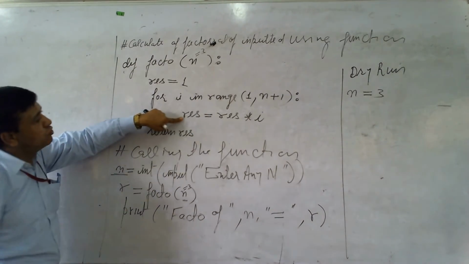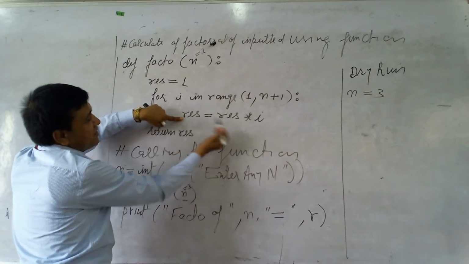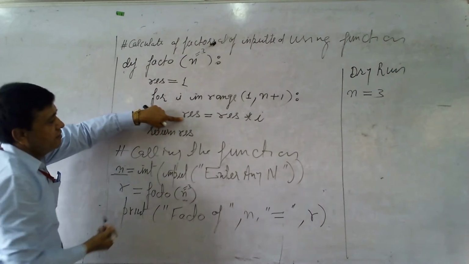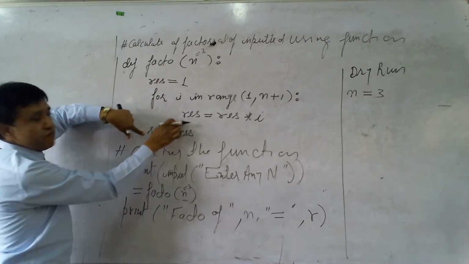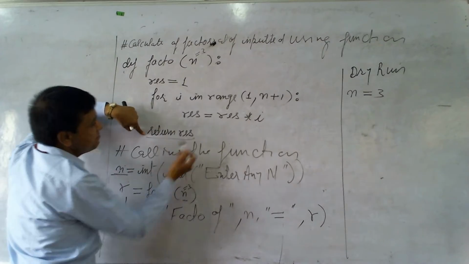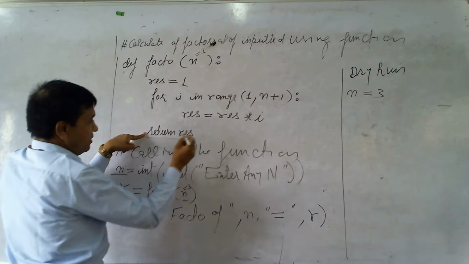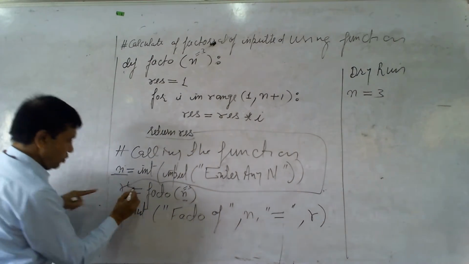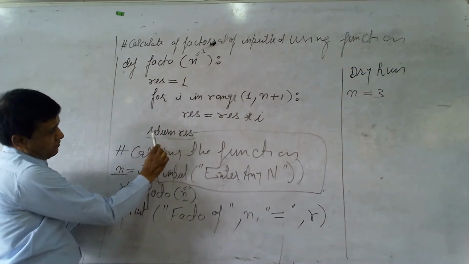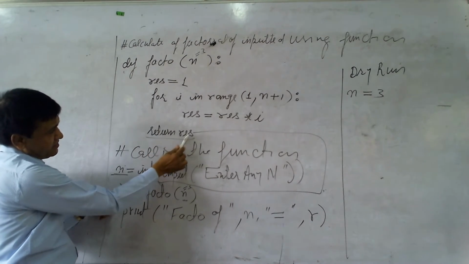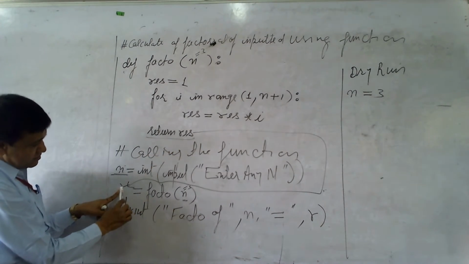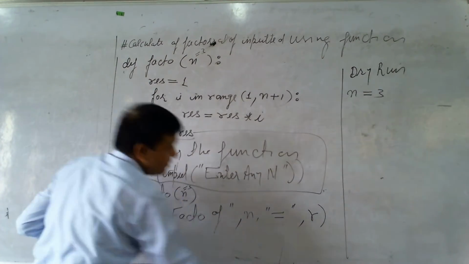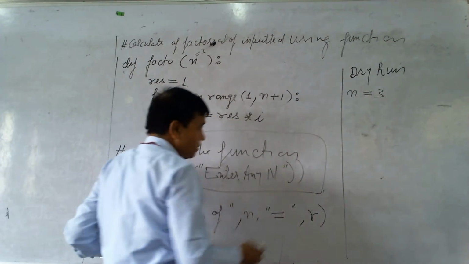After completing this for loop, this res will contain the factorial of n equal to 3. Now, after completing this for block, this return statement will execute, then the program directly goes back to the call. So the value of the variable res is now copied to r. This is 6.